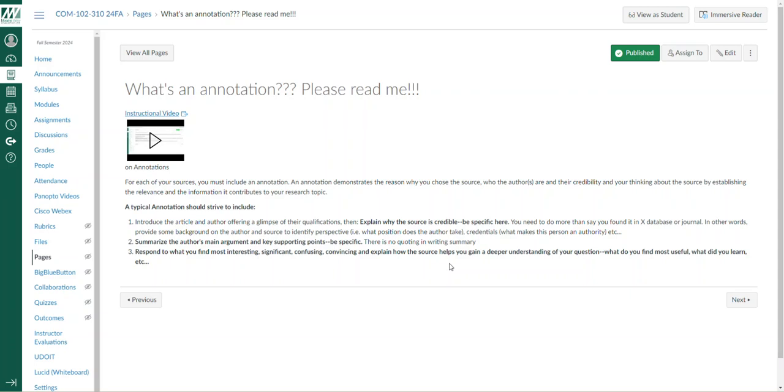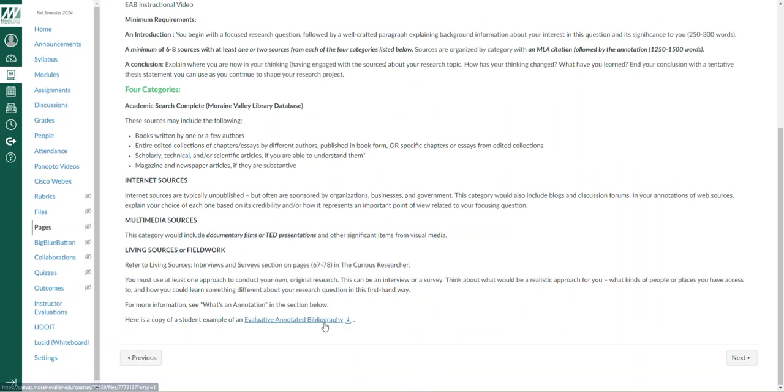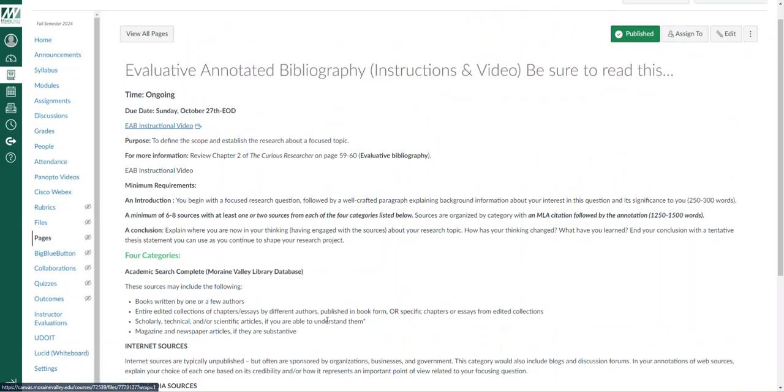There's a separate instructional video for that, but if you look at the example that is positioned and uploaded right here at the end of the annotated bibliography assignment, you will see how the 3-part annotation works in that document. All right, so that is an important note for this week's activity.